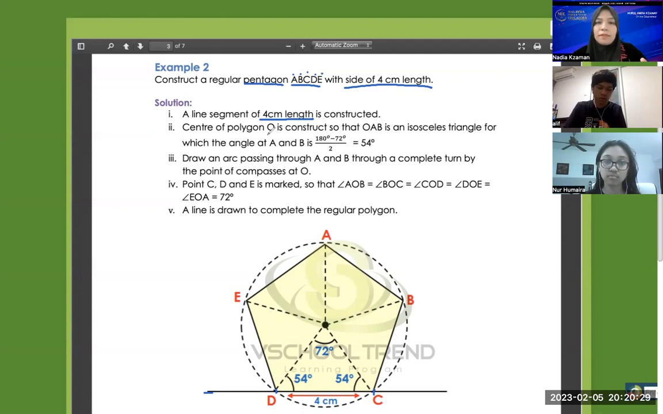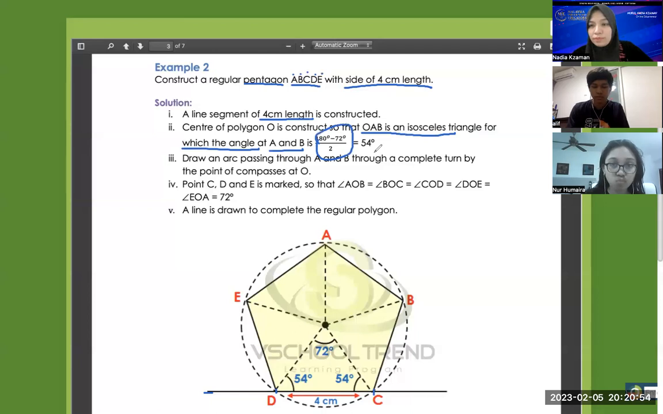And then the next one, you have to get the center. The center of the polygon is constructed so that OAB is an isosceles triangle for which the angle at A and B is (180 minus 72) divided by 2. Do you know how it gets (180 minus 72) divided by 2? Oh, I know, because at the bottom there is 72. Okay. You see how it gets to 72? Let's see. Take your calculator.